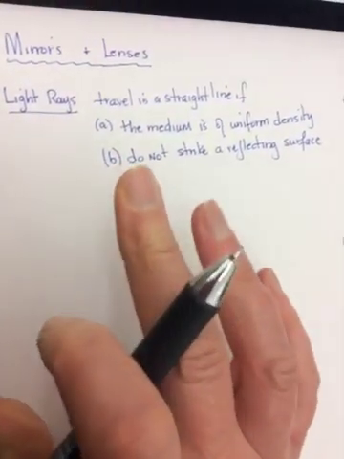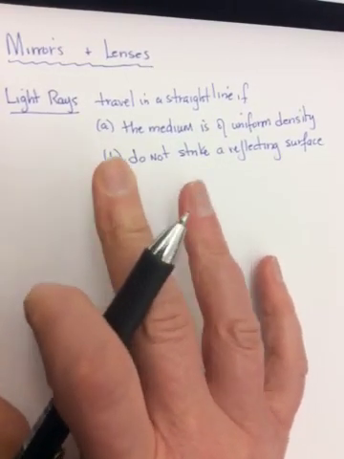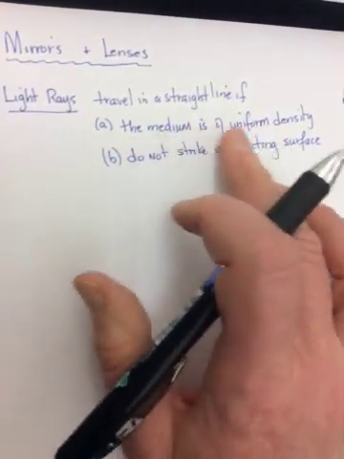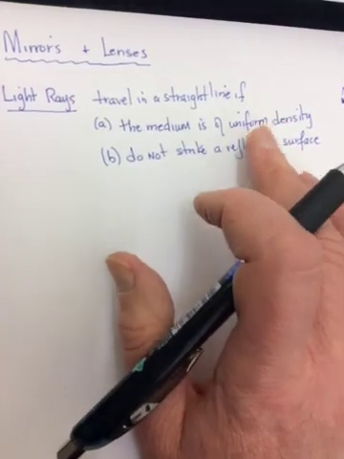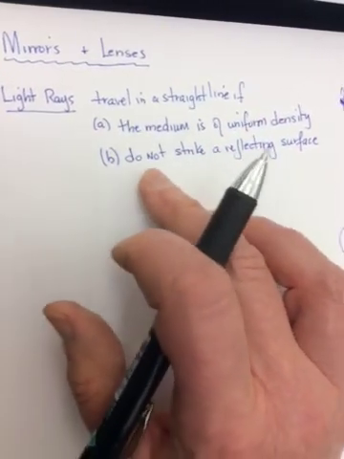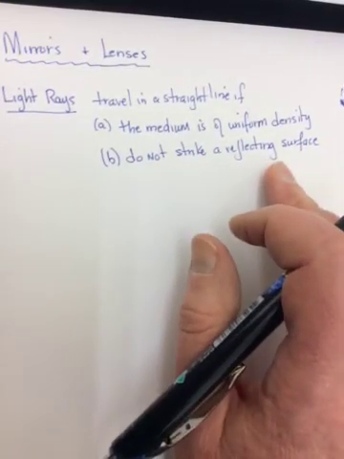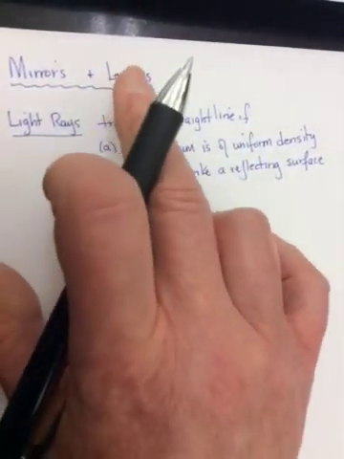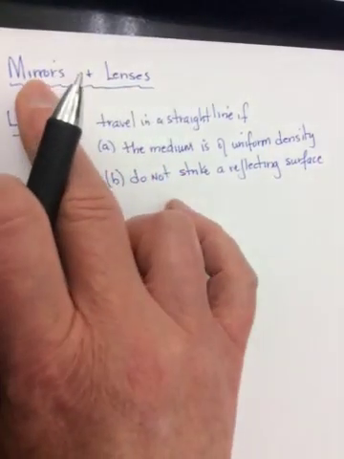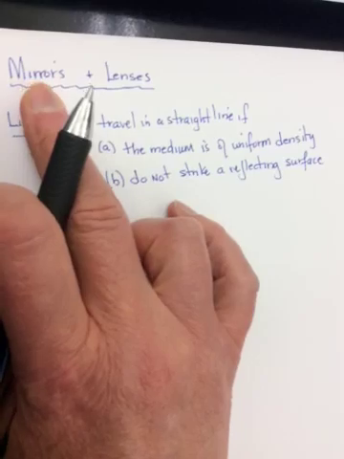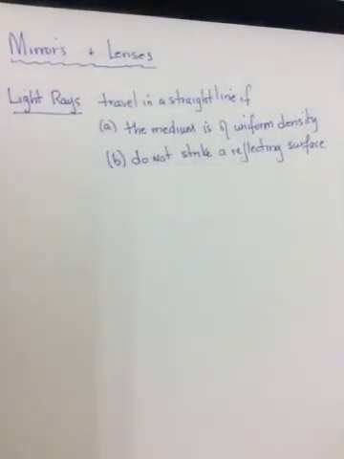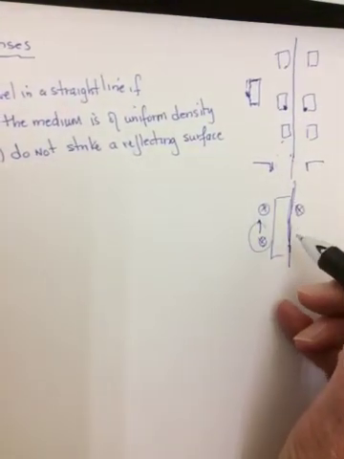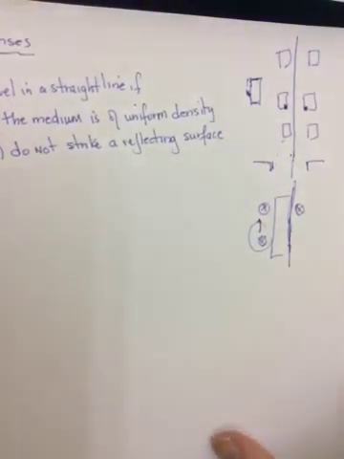So all of that to say that our brain, our eye, automatically assumes light travels in a straight line, unless the medium, the material it's going through, is not uniform, and when that happens, it will refract. Or if it strikes a reflecting surface, it will reflect. In this unit, we're going to be looking at images formed by refraction, which will be with lenses, and reflection, which will be with mirrors. Because when the light reflects or refracts, you end up seeing the object at a spot where it really isn't, which means you're seeing an image and not the true object itself.